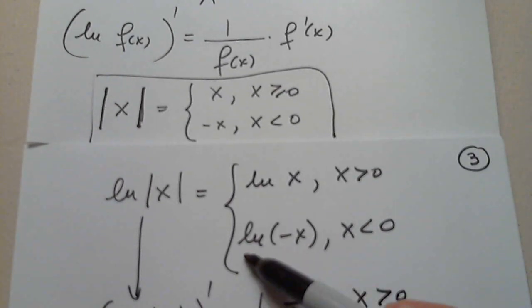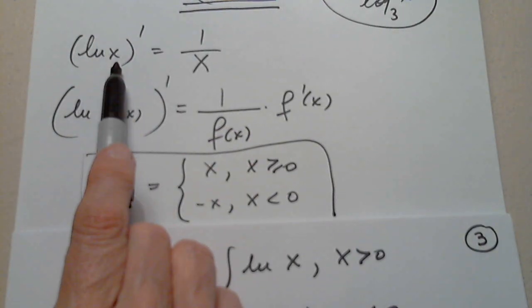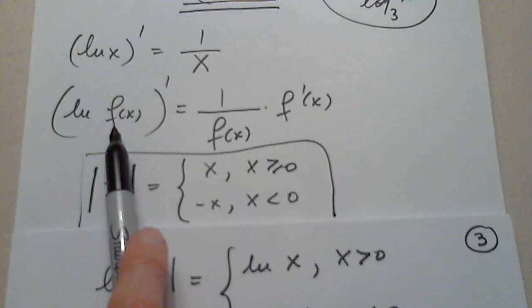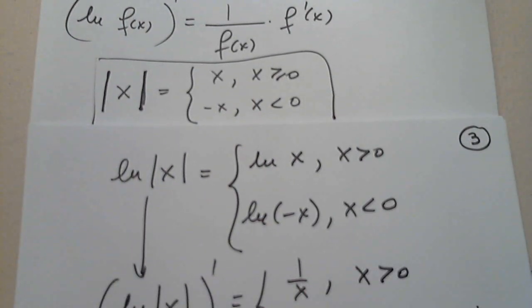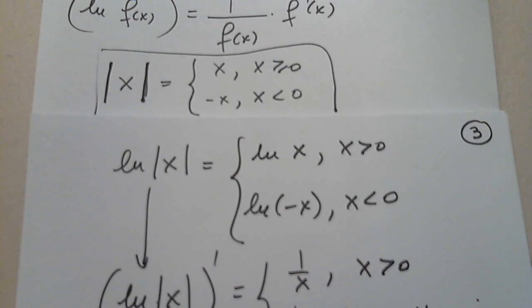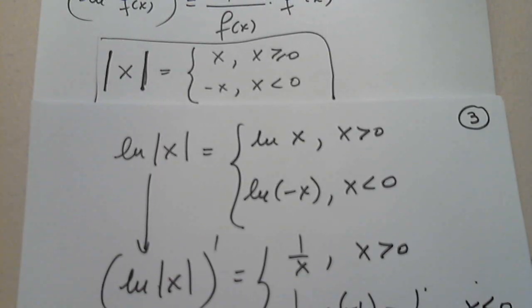But when we differentiate this piece, I have to use the chain rule, because this is no longer a plain x. It's negative x. So what do I get? I get 1 over negative x times the inner function prime. But when you simplify this, you get back 1 over x. So what, in general, am I really saying? I'm saying that the derivative of natural log of the absolute value is still 1 over x.